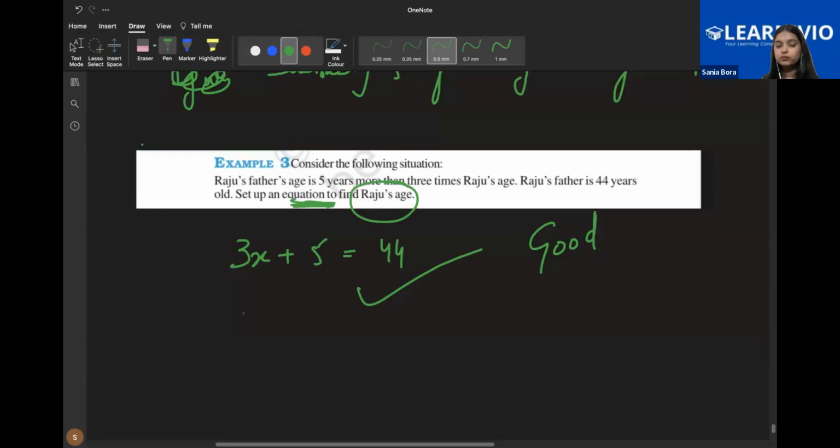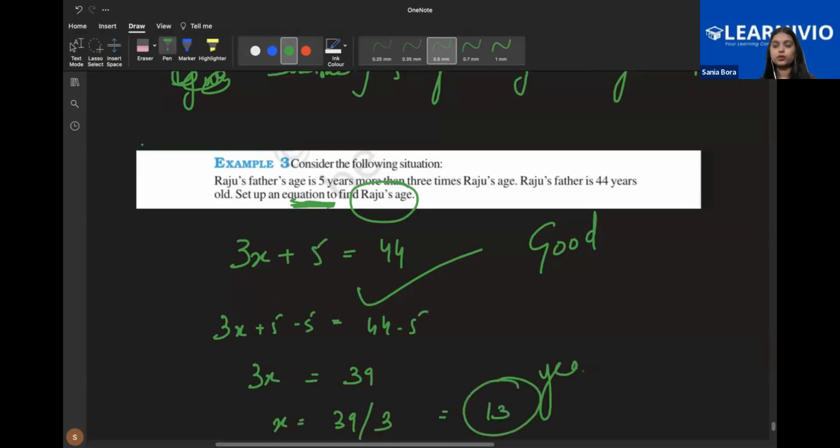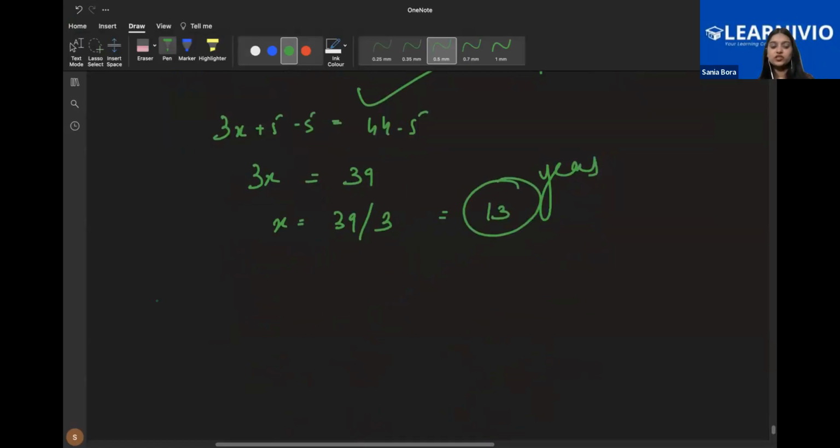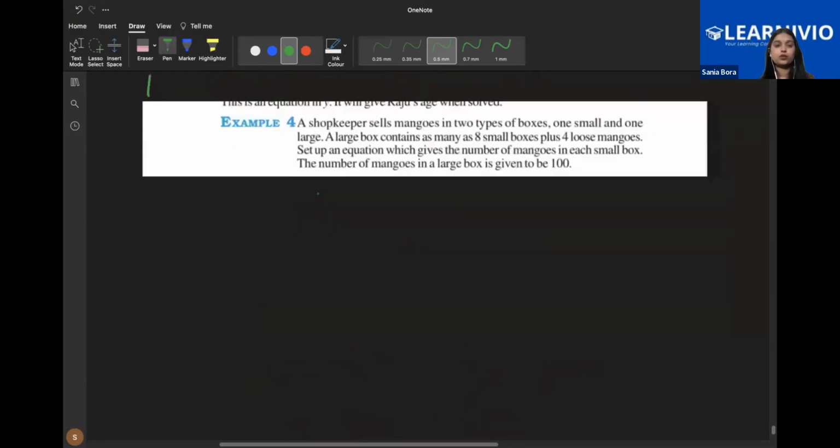Yes, ma'am. So it will be 3x plus 5 minus 5 equals 44 minus 5. So 3x equals 39, and x would be 39 divided by 3, which is 13. 13 years. Okay. So you have to first check what they have asked, only the equation or the other part. Now do the next one.